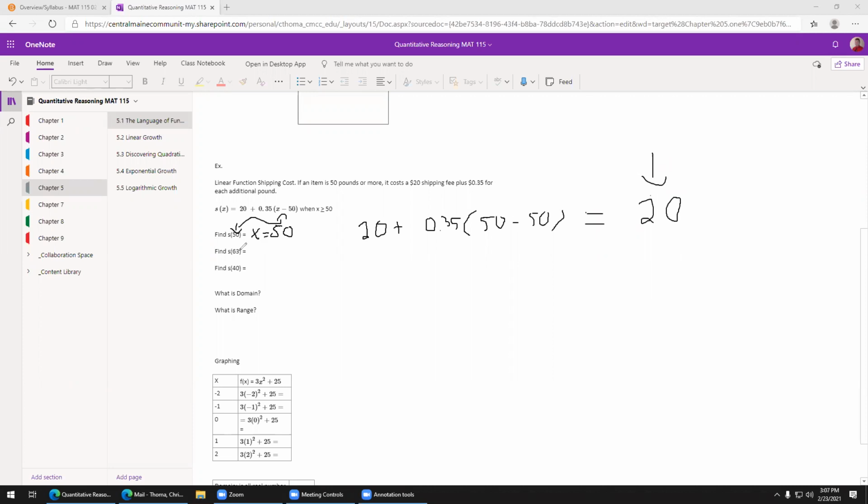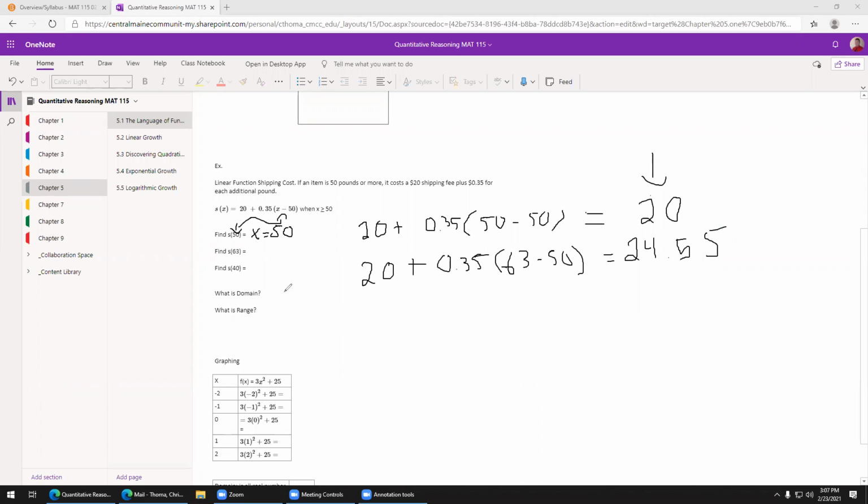So what happens if someone brings in a package that weighs 63 pounds? Well, now we just put the 63 where the X is. So 20 plus 0.35 times 63 minus 50 equals. Now we just grab our handy dandy calculator, right? Do what's in parentheses first. So 63 minus 50 is 13. So I'm going to do 13 times 0.35. And then I'm going to add 20 to that. And I get 24.55. So someone that brings in something that weighs 63 pounds, they've got to pay $24.55 to ship it.